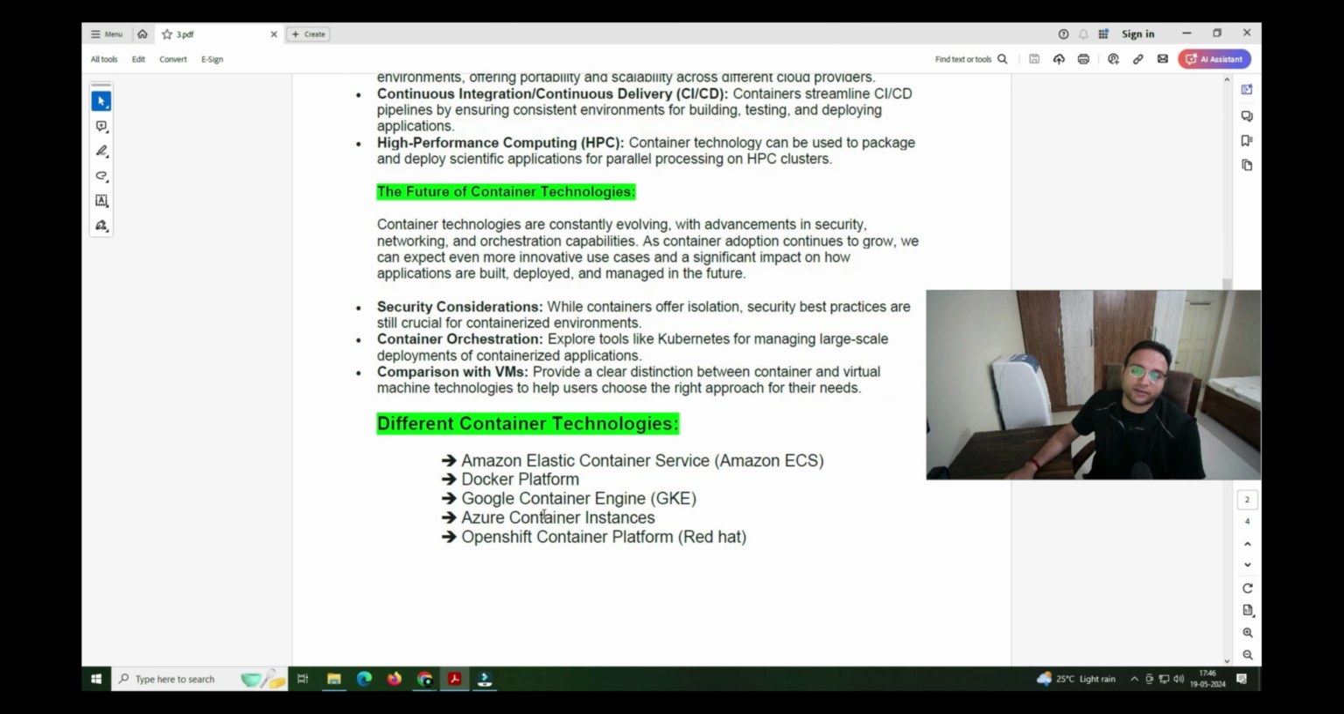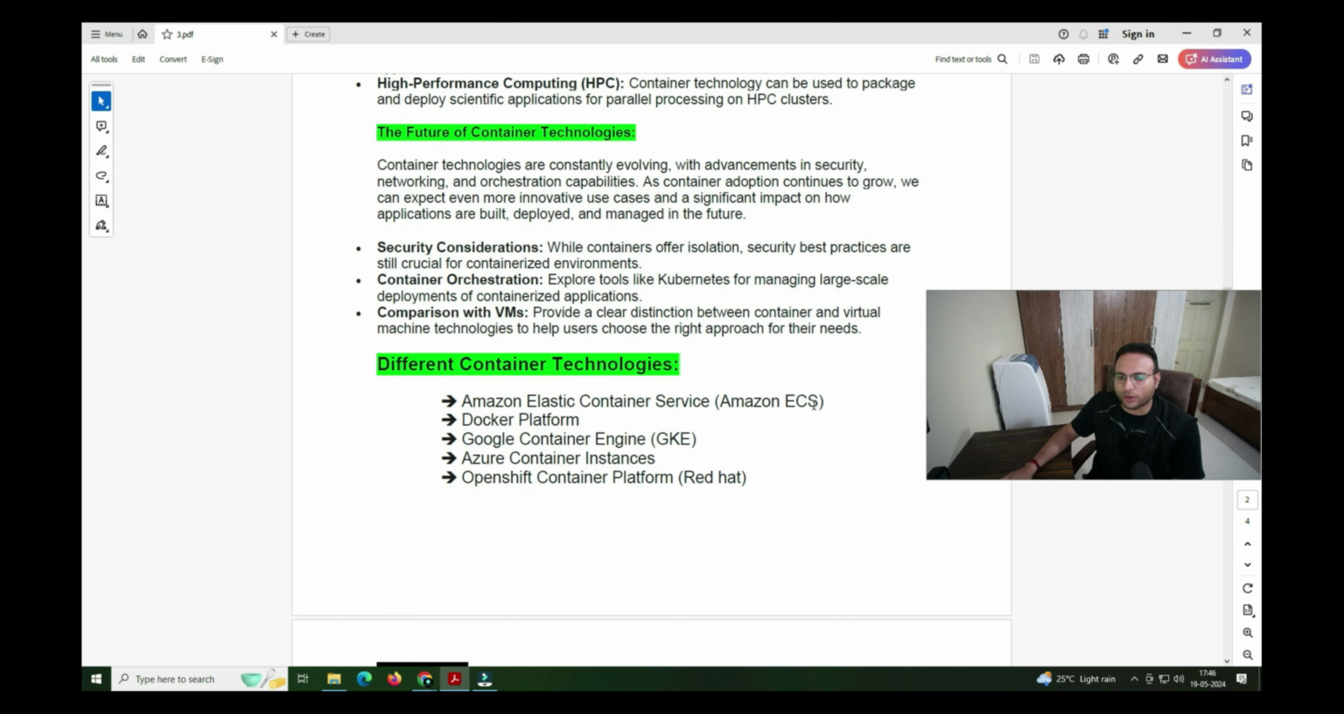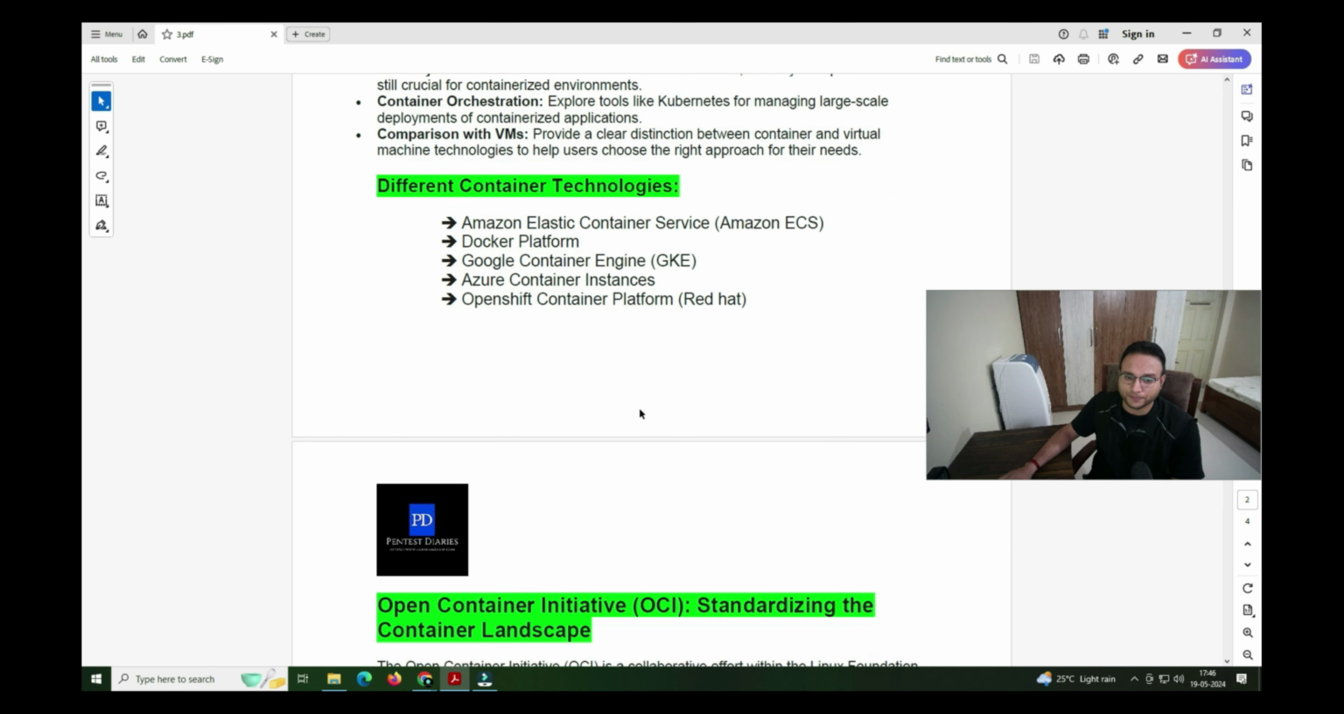If I talk about the different container technologies, we have already discussed them. Amazon Elastic Container Service is one. If I talk about the Docker platform, there's also Google Container Engine, Azure Container Instances and OpenShift Container Platform. So these are the different container technologies available in the market right now. That's all about it.